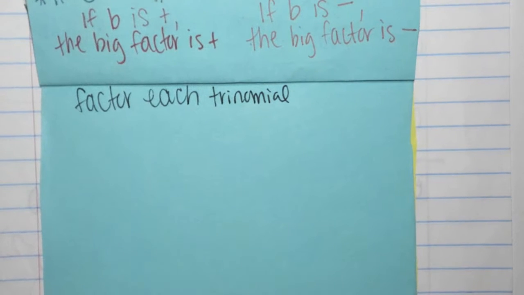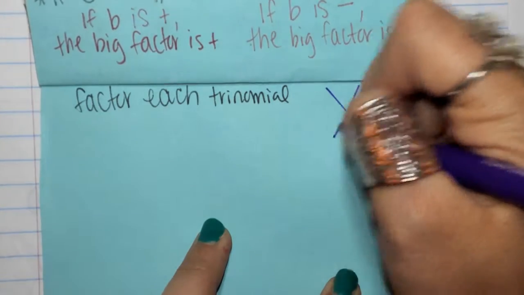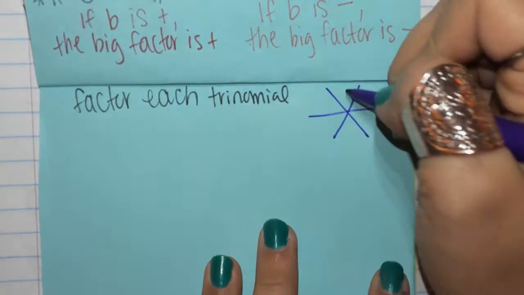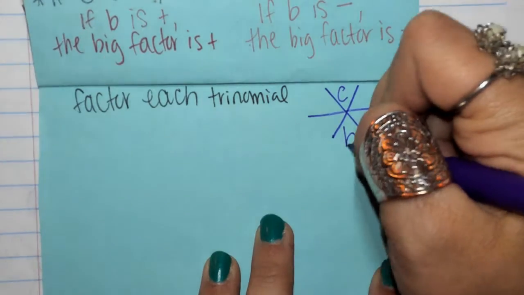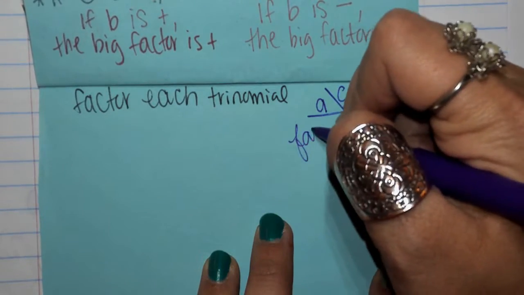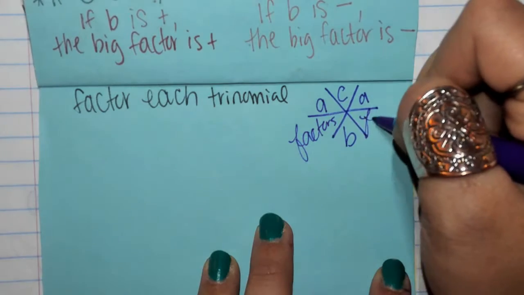Alright, please write factor each trinomial. Now, we are going to draw our new star that we're going to use for this method. Now, normally we would multiply A times C, correct? But what is A this time? Do we have a number out front? No. It's 1. So if we multiply 1 times C, that's going to be C. So we're going to have C right here. B still goes here, and these guys are still your factors.